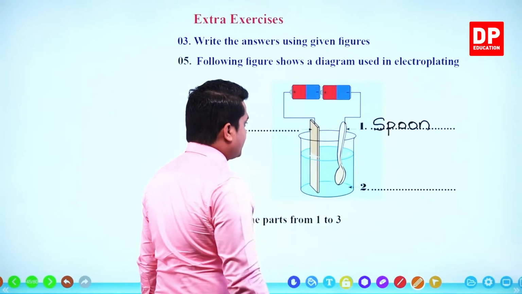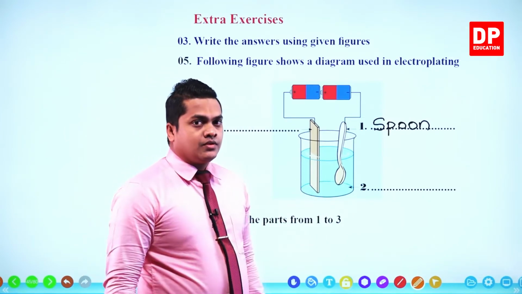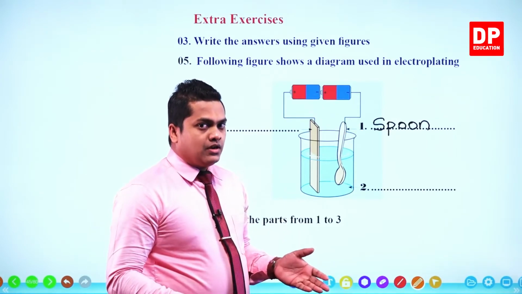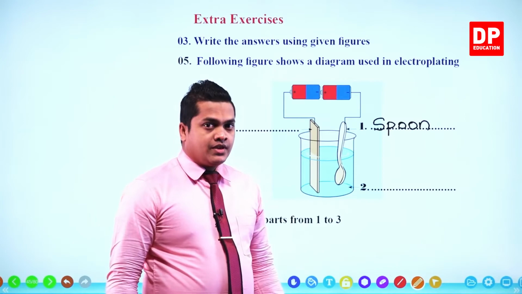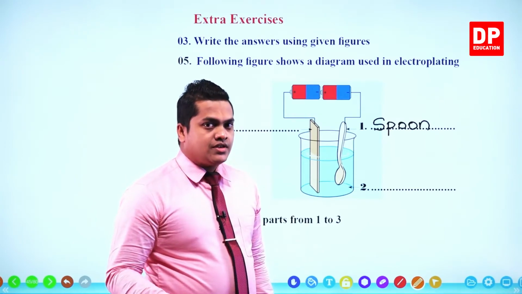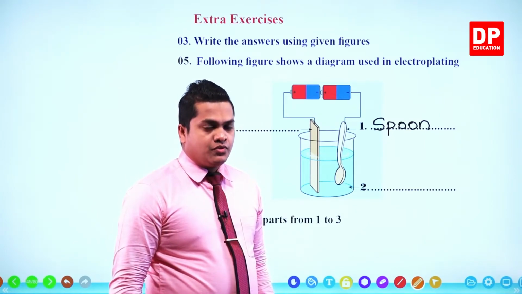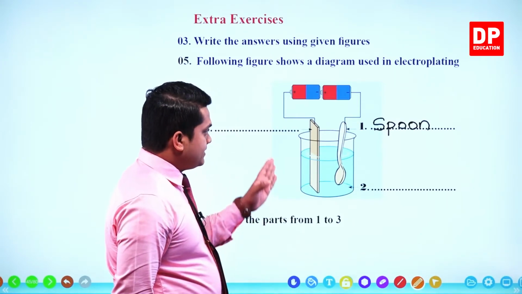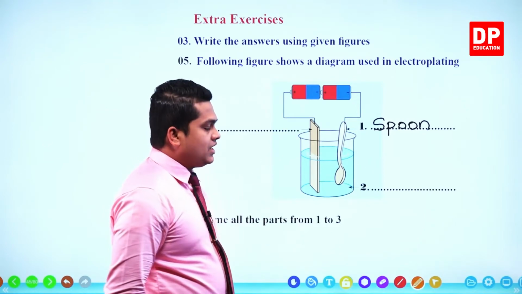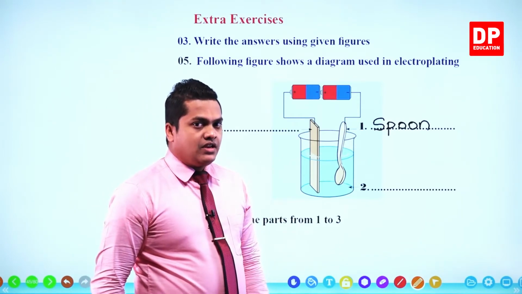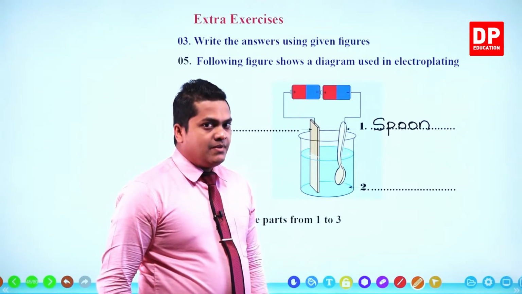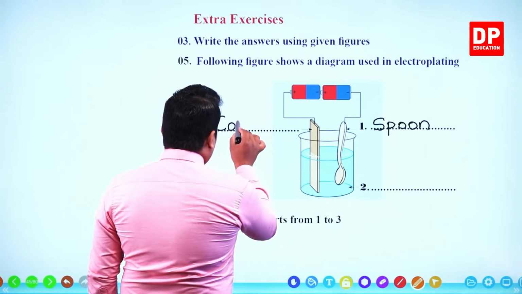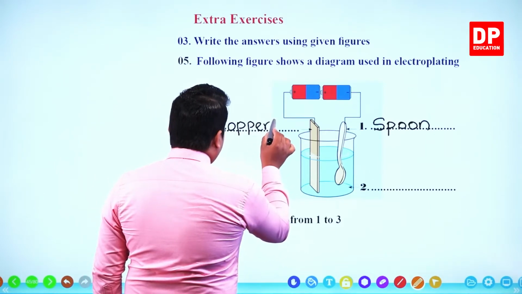Number 2, so normally we are plating copper on this spoon. As they have never mentioned the type of metal that is going to be plated on the spoon, we can take this as copper. You can see that there is a special color as well, a brownish yellow color. So definitely this should be copper. So we'll name it as copper plate.